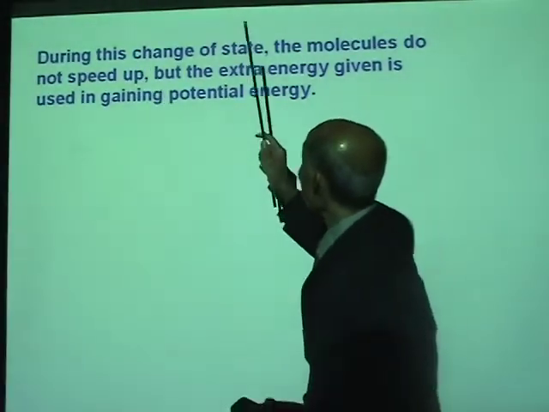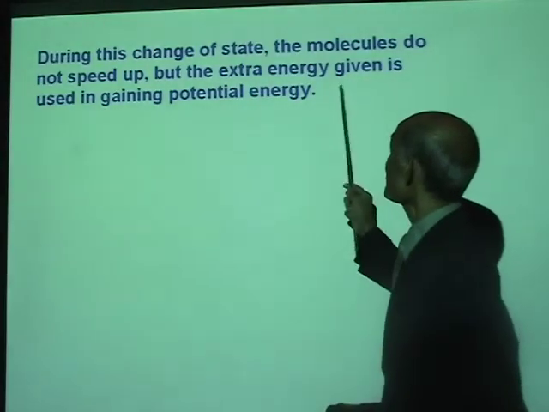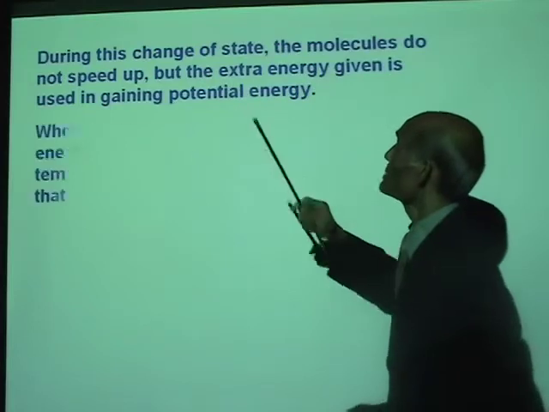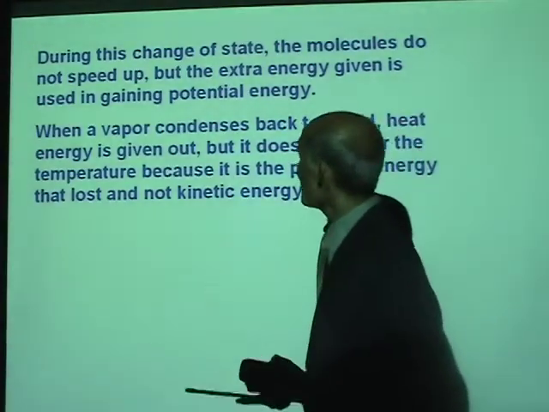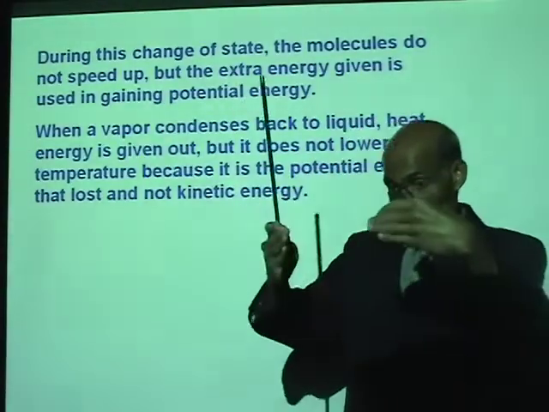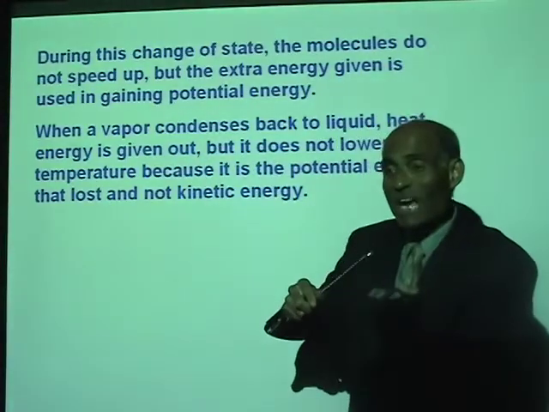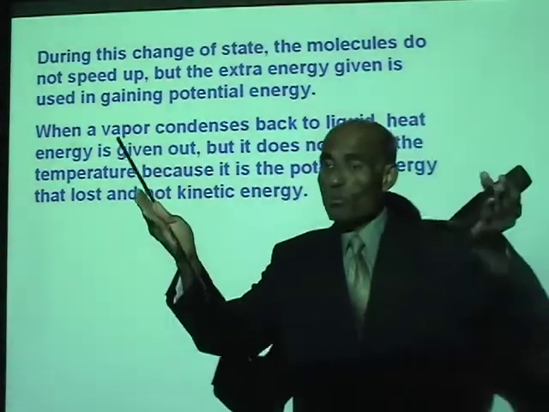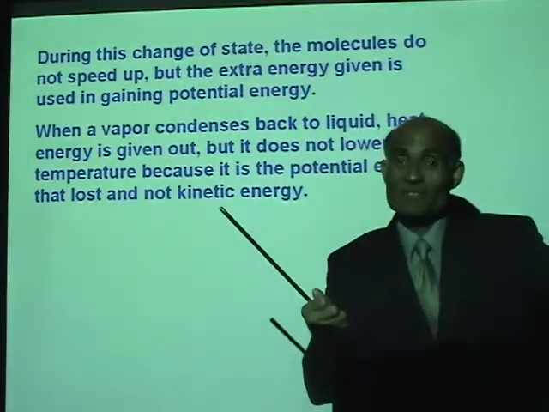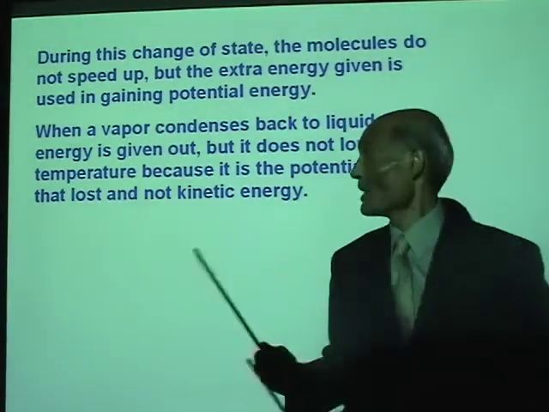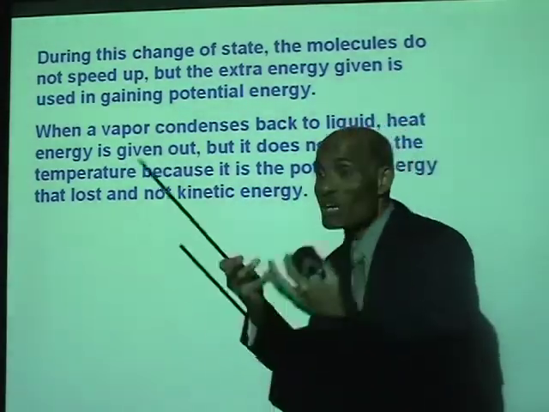And during this change of state, the molecules do not speed up, but the extra energy given is used in gaining potential energy. Now, let's take the journey back. When a vapor condenses to become a liquid, what happens? All the potential energy that was given earlier is going to be released. Is that right? Okay. When a vapor condenses back to liquid, heat energy is given out.